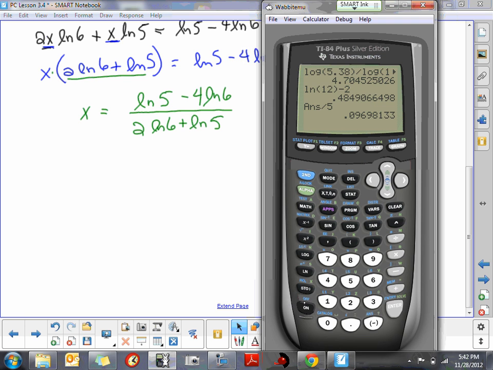Okay, so here's what we're going to calculate. If you're going to do it all in one, make sure you get plenty of parentheses in there, because I've got to take the numerator, which has the natural log of 5 in it. So natural log of 5, and as soon as I hit natural log, there's a parenthesis.